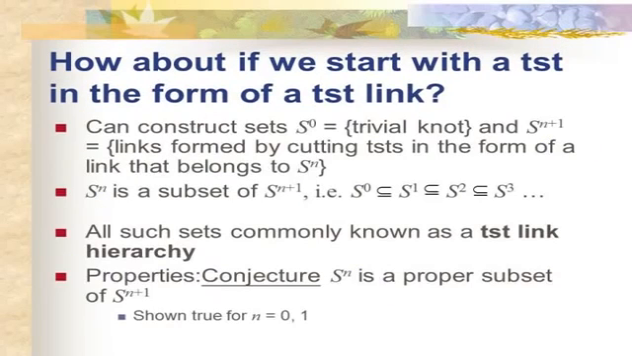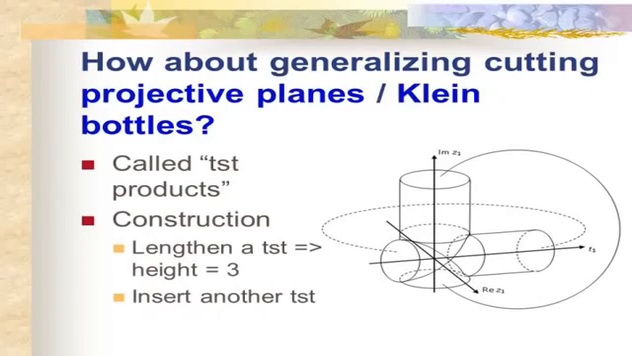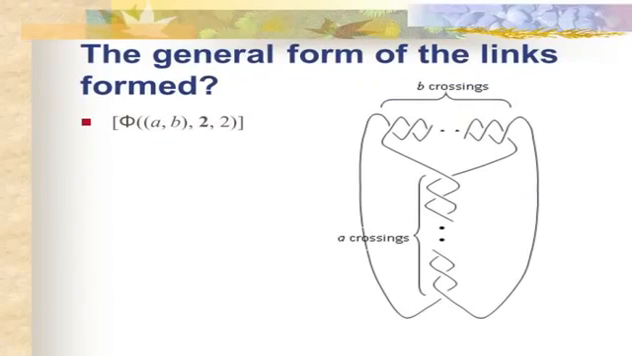And so now we consider cutting a TST link, which is in the form of a TST link. So how about if we start with a TST link on a TST link and then cut it? We can keep this process going on, and we can consider the links that are formed. And we define it inductively that S0 is a trivial knot, and S(n+1) can be defined from S(n) by taking a knot in S(n), cutting it, and then considering all the links that are formed. Then we have such a TST link hierarchy, and we derive some properties for that. And we also generalize the problem to cutting projective planes and Klein bottles, and these are the results of the links that are formed.